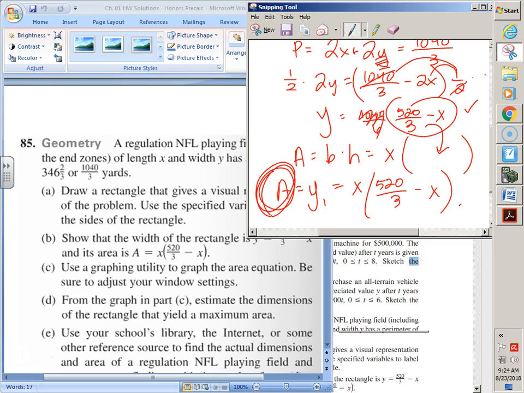Hold on, what's your window though? What's your X max right now? Oh, it is? Your X max is? Like your y. Okay, let me see your y equals real quick. I'm thinking for some reason you don't have a parabola. Weird. $520/3 times x minus x. You have the squared. Should be a parabola.